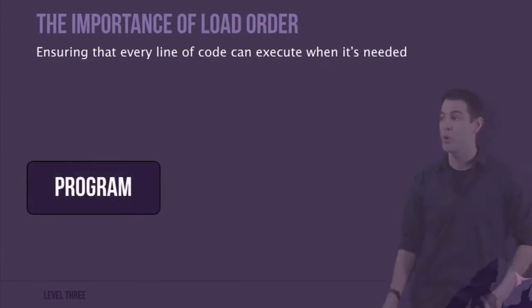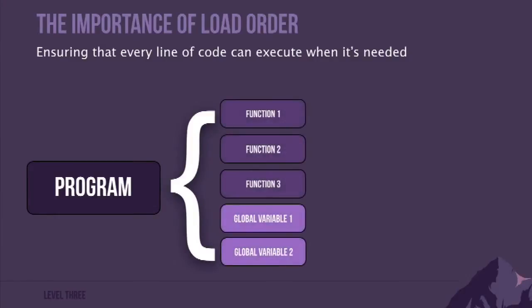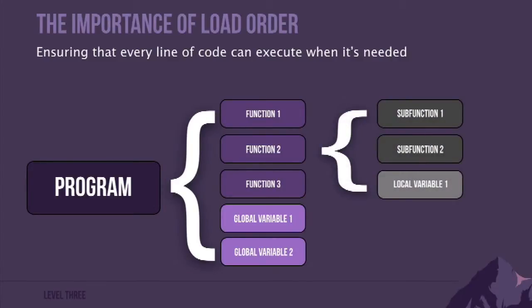So let's take a look at this program right here. Now you can see it's got 3 functions in it, as well as 2 global variables. And within that, function 2 is going to call 2 subfunctions as well as initialize another local variable inside function 2's scope. If all the stuff that's in function 2 works okay, then function 2 will be great. And then, if everything in the global scope works all right, then our program will be just fine.